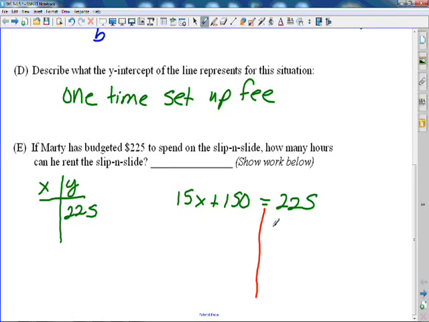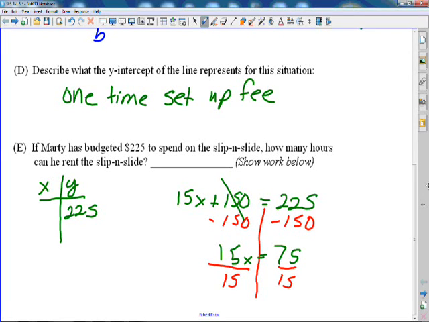I'm going to subtract 150 from each side. So I subtracted 150, and I've got 15x equals 75. Sorry, I was trying to cover up, they were yelling on the announcements. Divided by 15. X equals, what is that? That's 5. So it would be 5 hours.